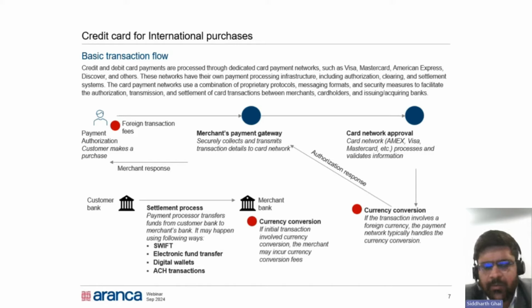Once the card network receives the transaction and all the information, it processes and validates the information. The currency conversion happens if there is a conversion in the currency, and an authorization response is sent to the merchant payment gateway. Once the merchant payment gateway receives the authorization response, it sends back the merchant response and the customer makes a purchase. This is the front end flow of how the transaction flows in the credit card while you make a purchase with a credit card.